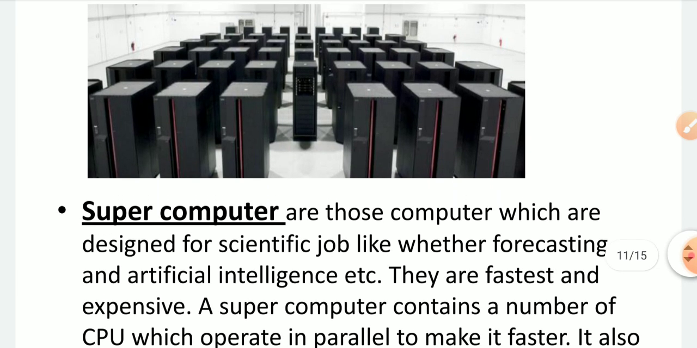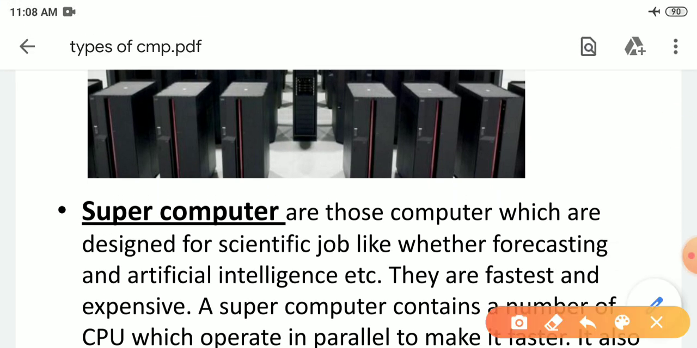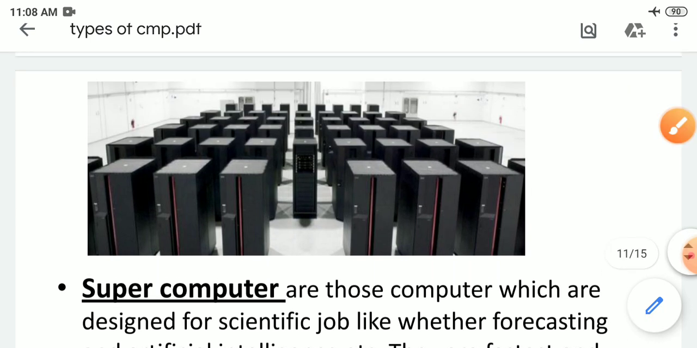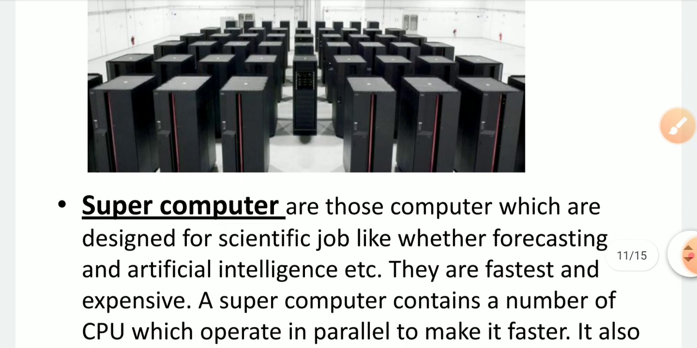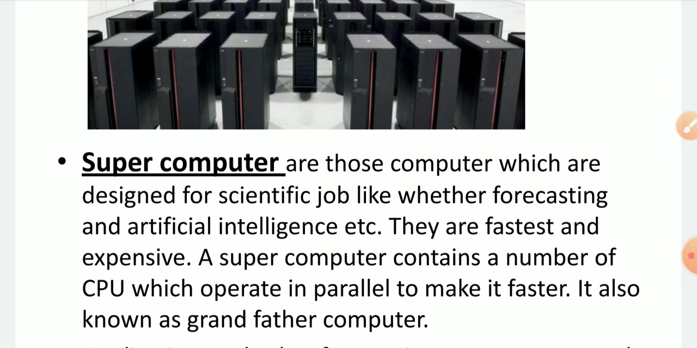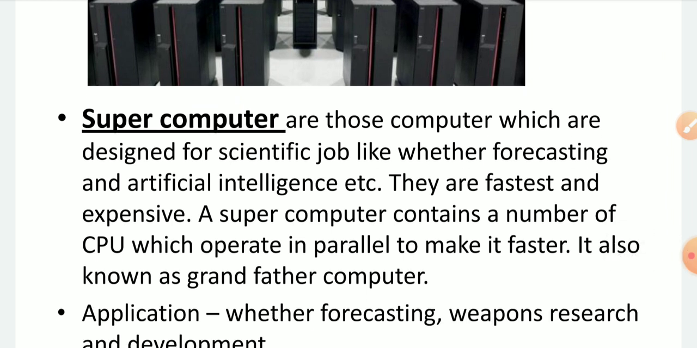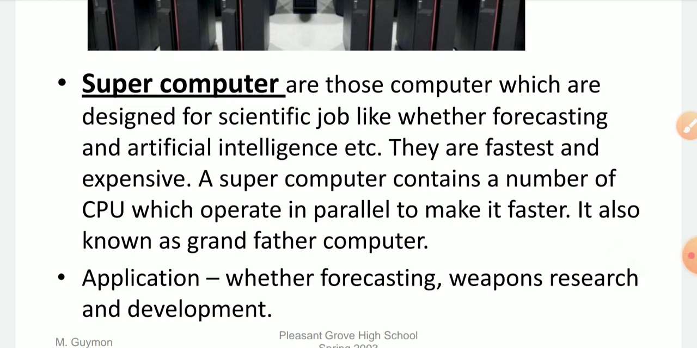Now, here you are seeing the example of supercomputer. So these are the supercomputers, right? Supercomputers are those computers which are designed for scientific jobs like weather forecasting and artificial intelligence, etc. They are fastest and expensive. A supercomputer contains a number of CPUs which operate in parallel to make it faster. It is also known as grandfather computer, you can say that.